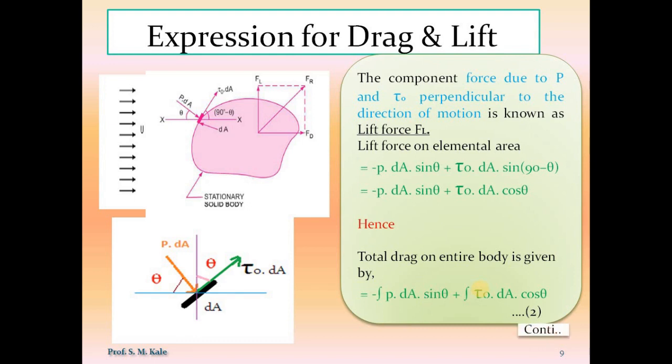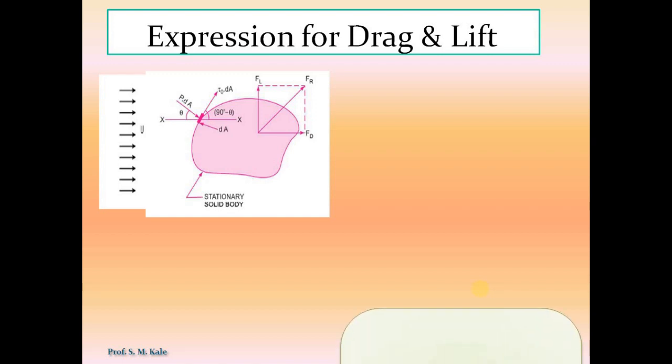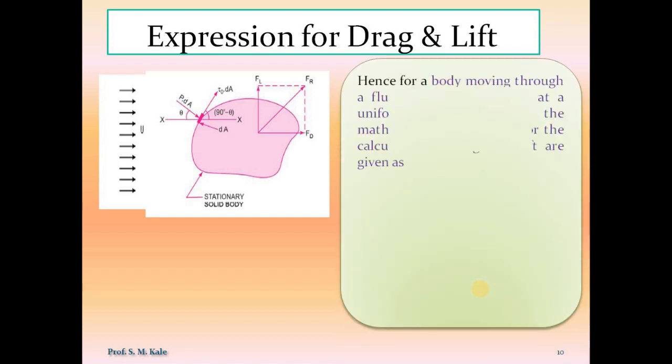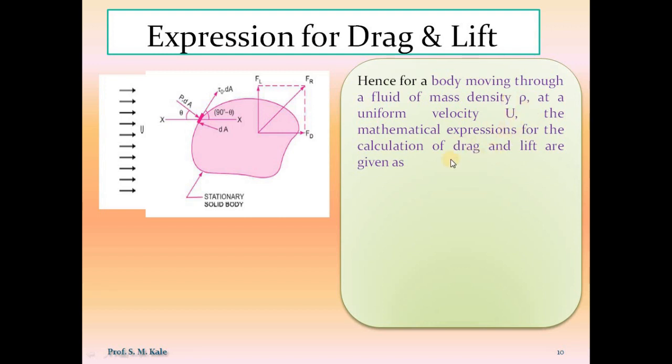So in general, if I am considering a body which is moving through a fluid having mass density rho at a uniform velocity u, then the mathematical expressions for calculation of drag and lift will be given by equations. First of all, the drag force will be given by the equation CD A rho u square upon 2.